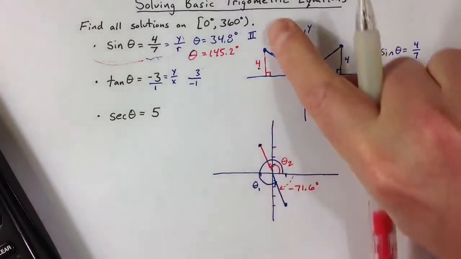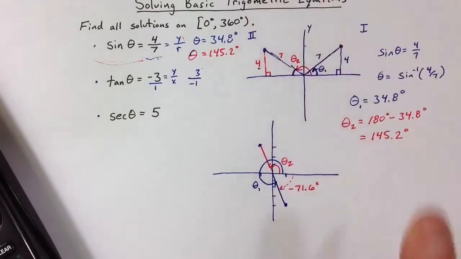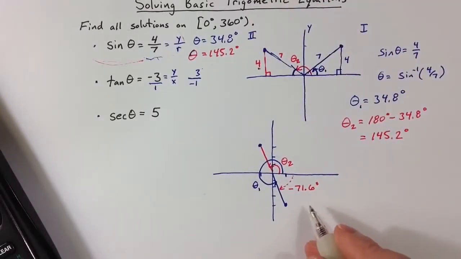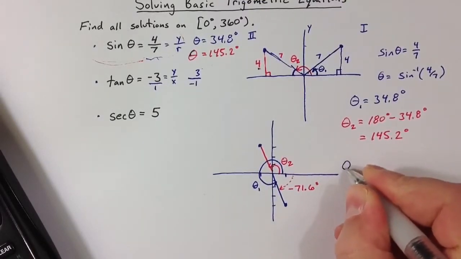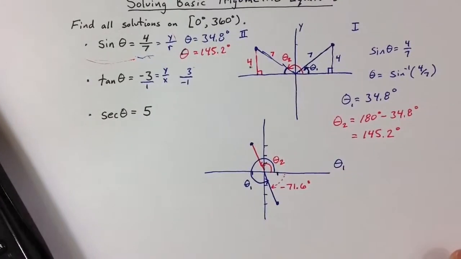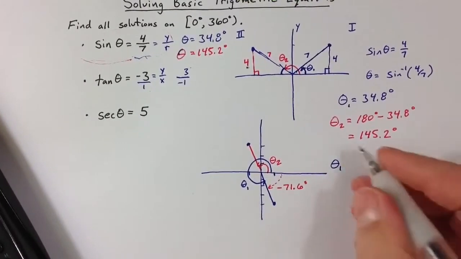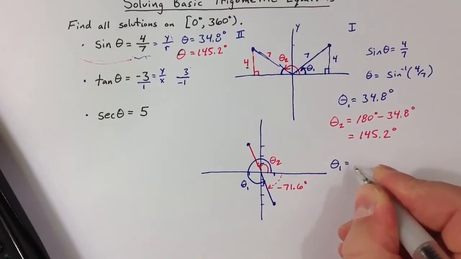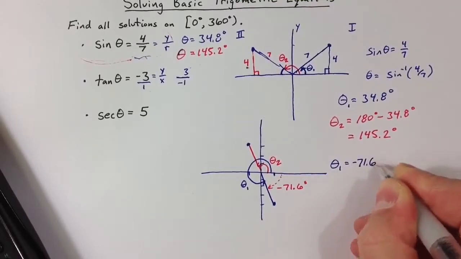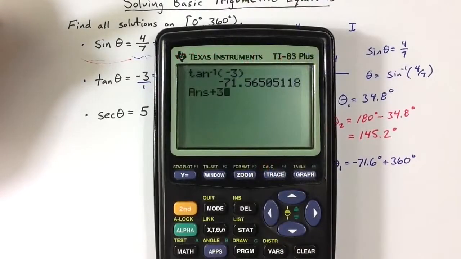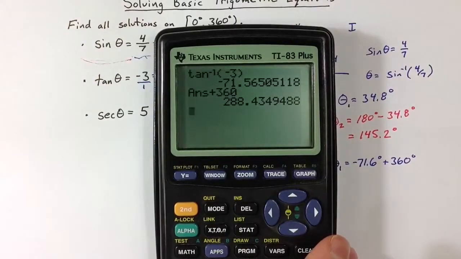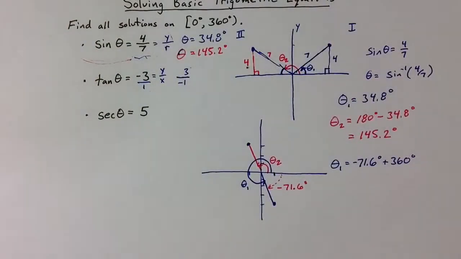We're interested in angles between 0 and 360. So to find the positive angle that's coterminal to that, which for us we're calling theta 1, I can find a coterminal angle. I can add 360. So if I take that -71.6 degrees and add 360 to it, we see that 288.4 is one solution.